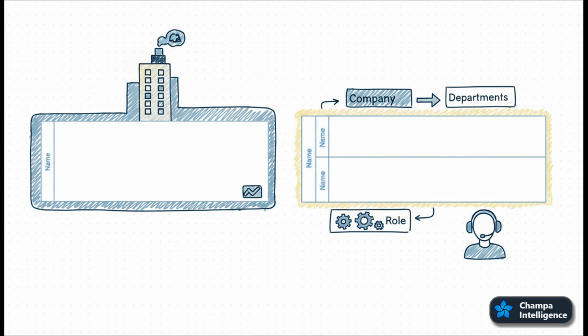The big container for the whole process is called a pool, and that usually represents an entire company or organization. Then, inside that pool, you have lanes, and each lane represents a specific department or role or even a system within that company.